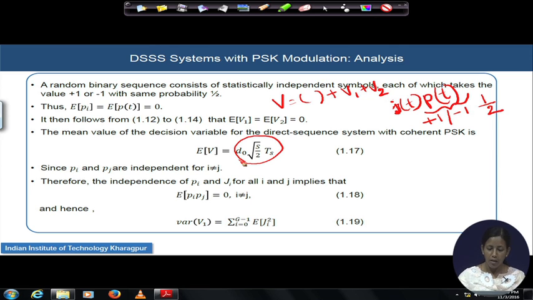Now, if I look into the variance computation, as i and j are independent of each other, because of the randomness involved in this binary PN sequence, the ith and jth components of that sequence are independent, and hence the mean of p_i times p_j will also be 0. The variance will be straightforwardly computed from the individual component p_i squared, summed over g number of samples.